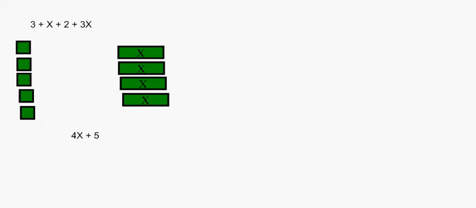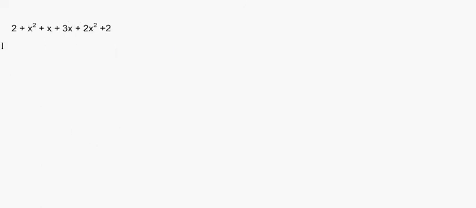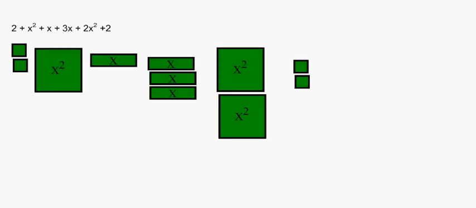Let's try a different question. So here's my question: 2 plus x squared plus x plus 3x plus 2x squared plus 2. So let's change those into my pictures so I can see which things I want to collect. And there are my pictures. I've got 2, I've got 1x squared, I've got 1x, I've got 3x's, I've got 2 of the x squareds, and I've got the 2's.